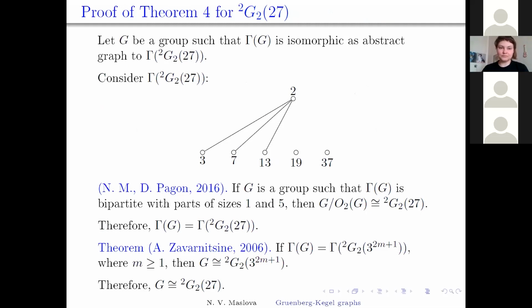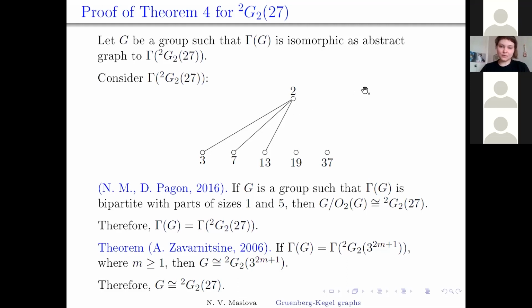If G is a finite group such that its Gruenberg-Kegel graph is isomorphic, as an abstract graph, to that of the Ree group over the field of order 27, then its Gruenberg-Kegel graph is as follows. In particular, this graph is bipartite with parts of orders 5 and 1.